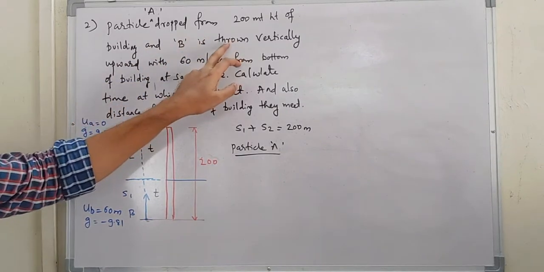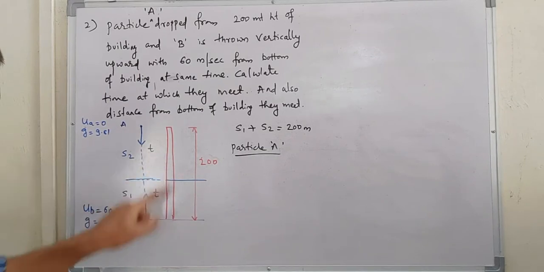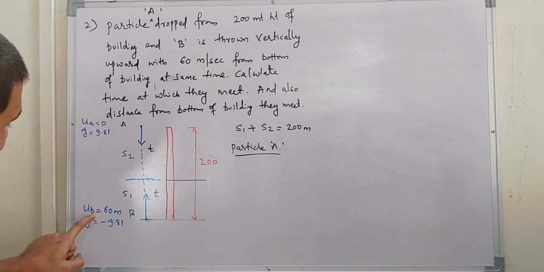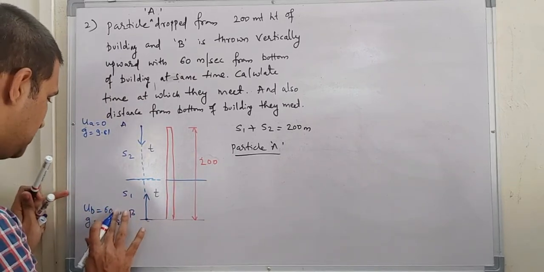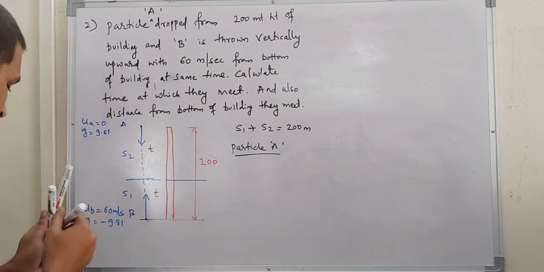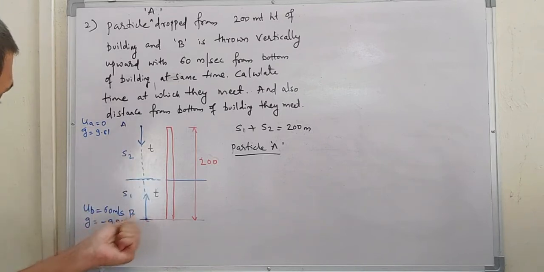Now simultaneously, at the same time, from the ground or the bottom of the building, a particle B is thrown vertically upward with an initial velocity of 60 meters per second. Since the particle is moving upward, the acceleration due to gravity will be minus 9.81.